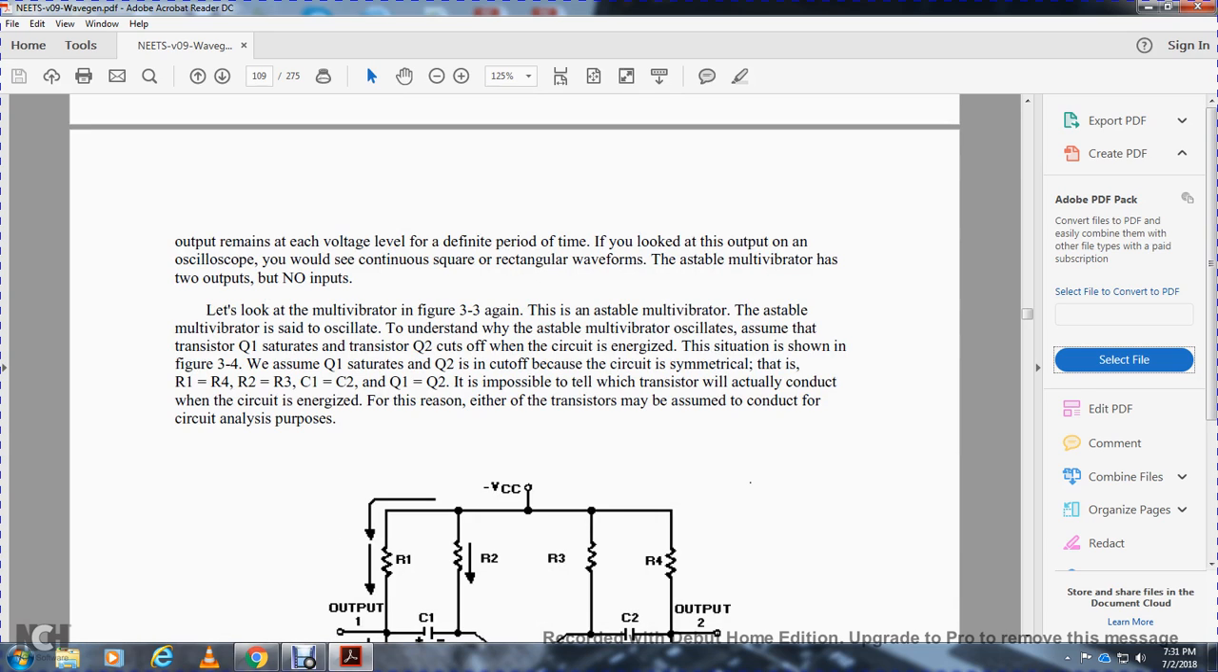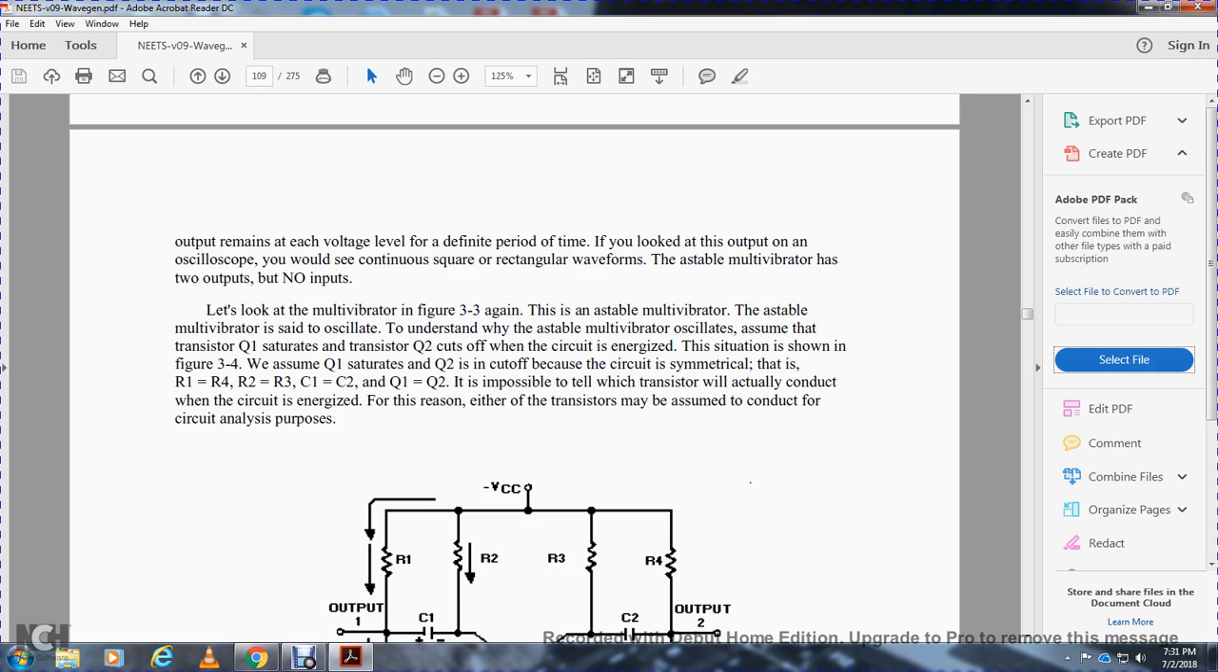Look at the multivibrator, figure 3.3. Again, the astable multivibrator oscillates. Assume that transistor 1 is saturated and transistor 2 is cut off, and the circuit is in this drive. The situation is shown in figure 3.4. Transistor 1 is saturated and transistor 2 is cut off because the circuit is symmetrical. Therefore, resistor 1 is equal to resistor 4, resistor 2 is equal to resistor 3, capacitor 1 is equal to capacitor 2, and transistor 1 is equal to transistor 2.